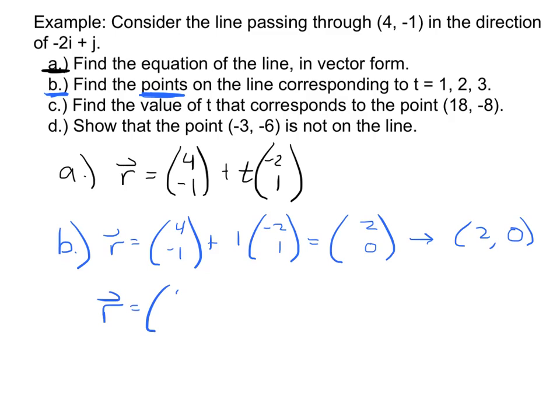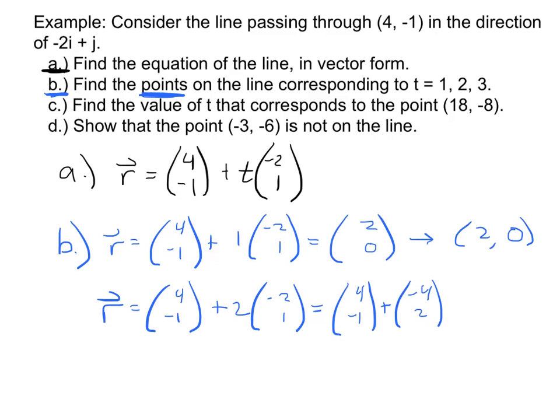We can do this same thing with 2 and with 3. You just plug in 2 here and solve that. Pause the video now, plug in 2 and plug in 3, and make sure you're okay with the arithmetic of doing this. When I add these together, you get 4, -1 plus -4, 2. So that gives me the vector 0, 1, which yields the point 0, 1.